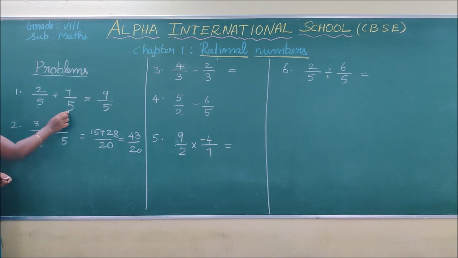So look here, we are having different values based on addition. For the first one, the denominators are same, so we can directly add the numerators. If the denominators are different, first we must take the LCM for the denominators and then add the numbers. Okay, next.